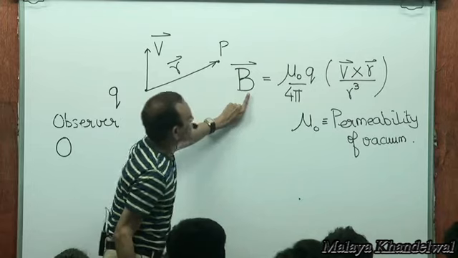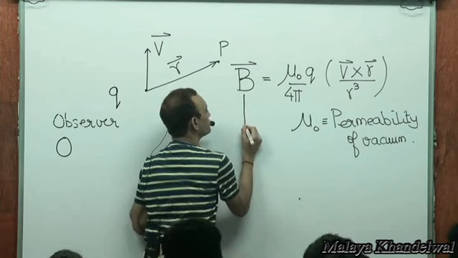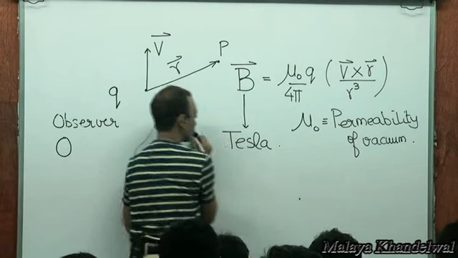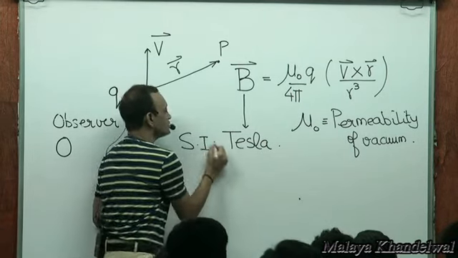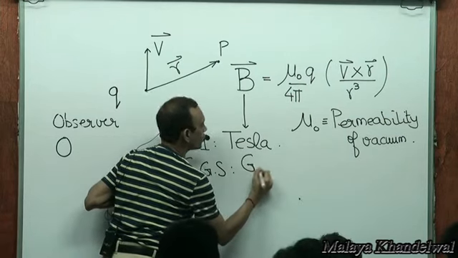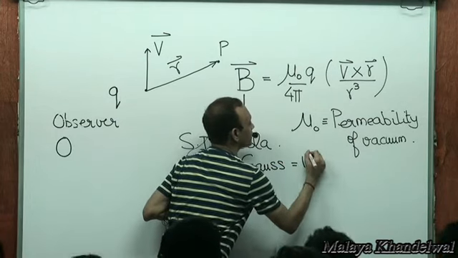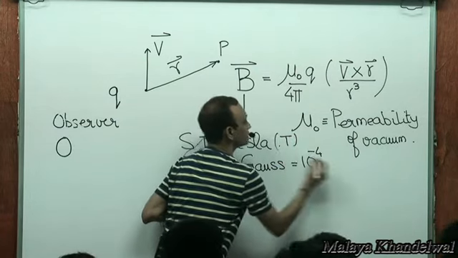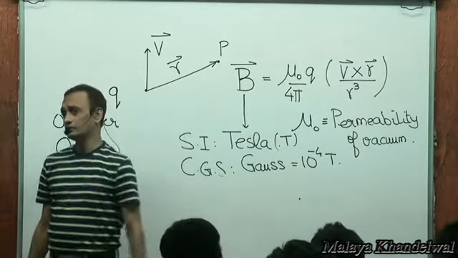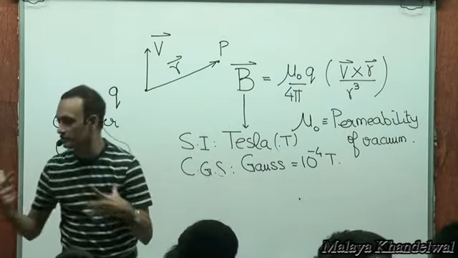The unit of measurement of B, the SI unit of measurement of B, is what's referred to as Tesla. That's the SI unit. The CGS unit of the measurement of B is what's called Gauss. A Gauss is like 10 to the power minus 4 Tesla. We will hardly deal with Gauss. The unit of measurement would be Tesla. We will work in the SI framework.